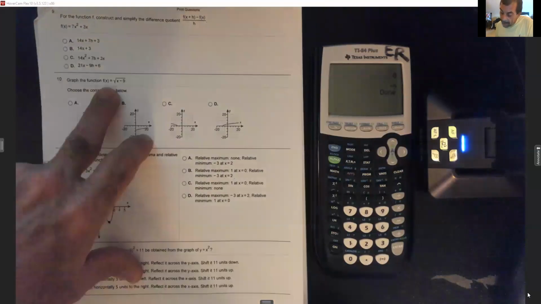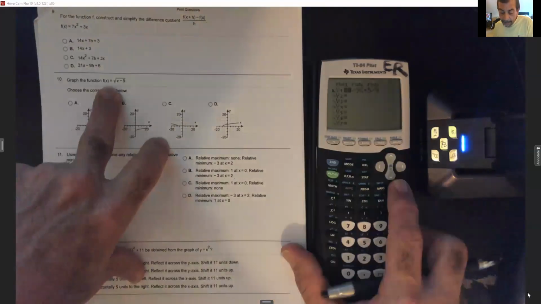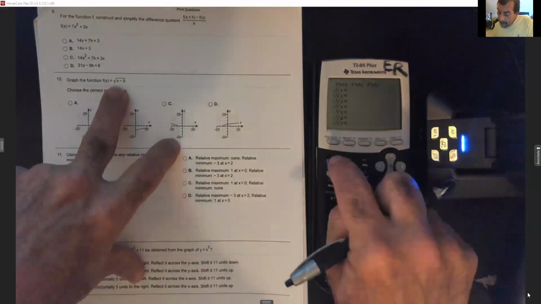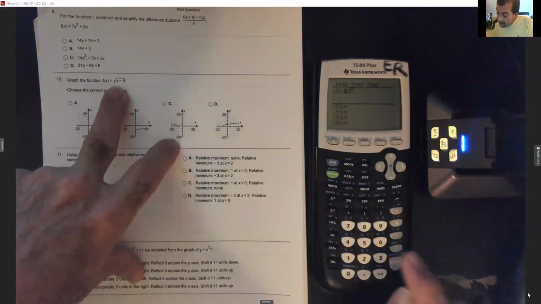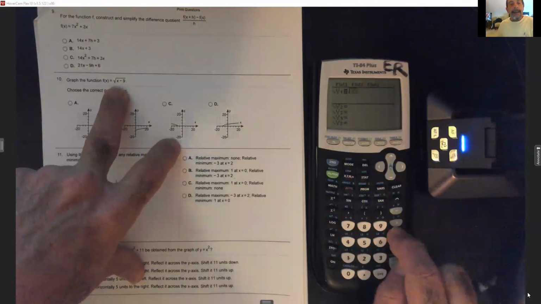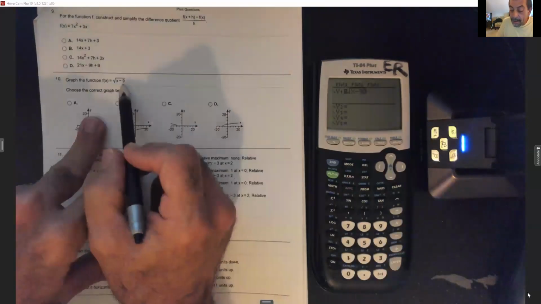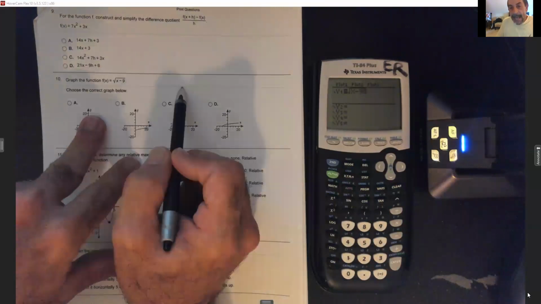All right, 10 wants me to graph this function, so let's go to y equals since we're graphing. I'm going to clear that. To get that radical, I'm going to hit second, x squared, bring up the radical, and then put in x minus 9. Now we know anytime you attack the x's, it moves opposite. So since that's negative 9, it's really going to move my graph to the right 9 units.